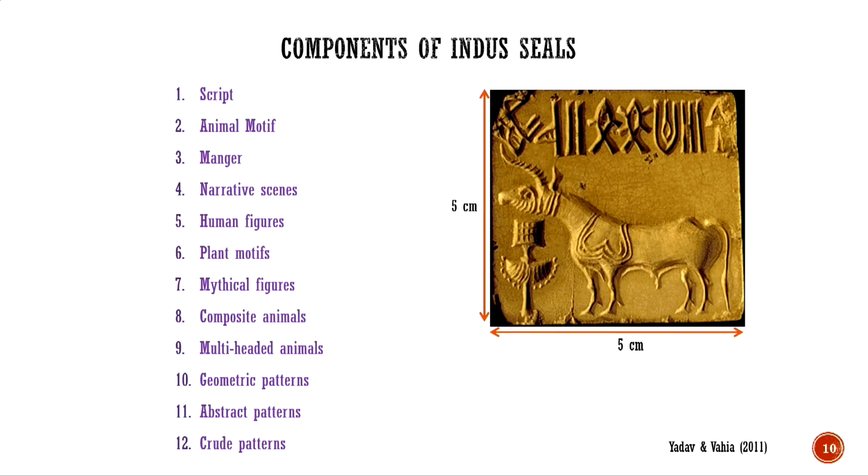Okay, now taking a closer look at some of the components of the Indus seals. Now, in a square Indus seal, we generally find the Indus text, the animal motif, and this manger. But often on several other seals, we do find evidence of other components which are listed over here, which include narrative scenes, human figures, plant motifs, composite animals, multi-headed animals, and so on.